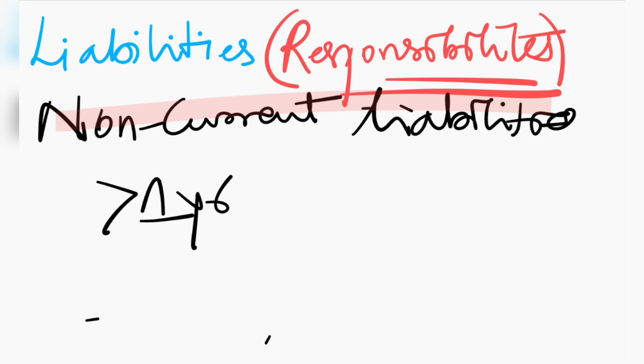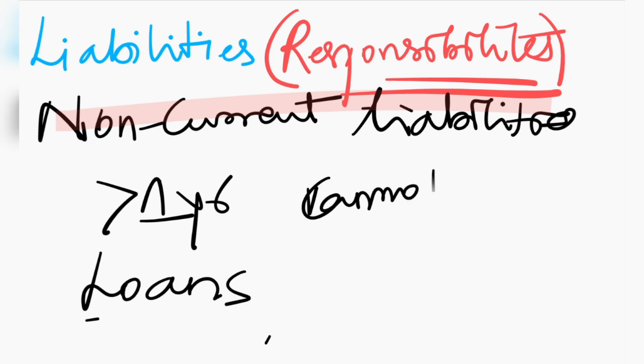So such long term loans, which are taken from banks, cannot be settled in 1 year, and those are termed as long term liabilities. An example is long term loans, debentures. We have something known as debentures. All these are examples which cannot be settled within a year.